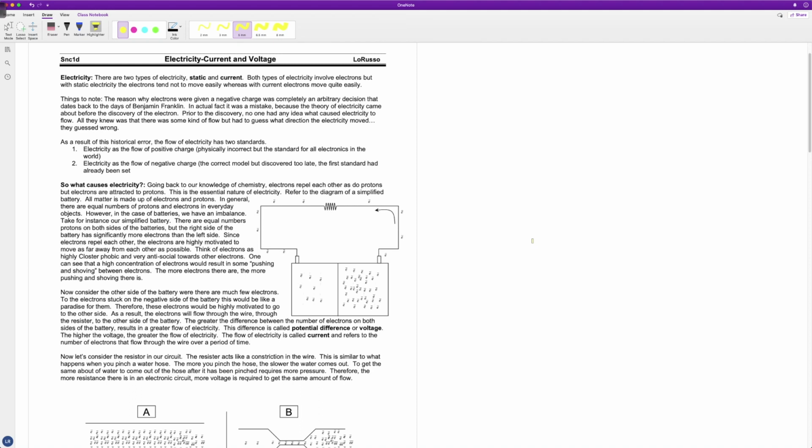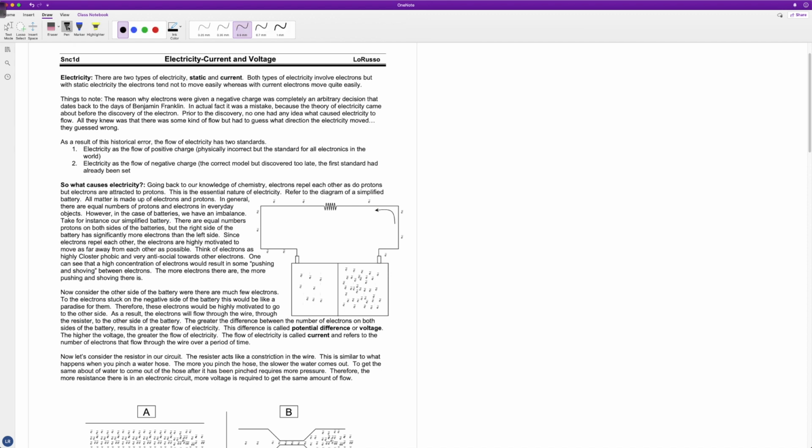It's Mr. LaRusso here. We're now moving on to electricity, current, and voltage. Now, we're going to do something a little bit different, and this time I'm going to try to do something a little bit more interactive, and I will also include the link to what I'm using on this page over here. So we talked about static electricity, and let's do a little refresher.